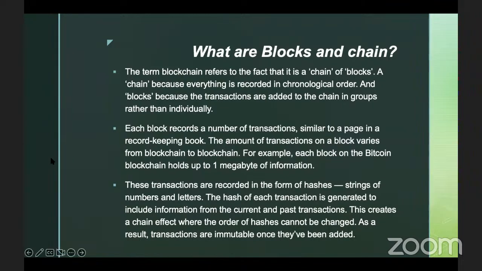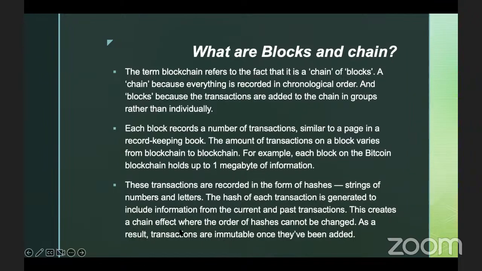So these transactions are recorded as hashes. This creates a chain effect where the order of hashes cannot be changed. You cannot change the order of records. Everybody will have a copy of all the transactions. Every computer in the blockchain network, the P2P network, will have a copy of all the transactions. If you try to make a change in one transaction, one hash will change, which means everything will change, and everything will come to know. The system will come to know and you cannot do that.